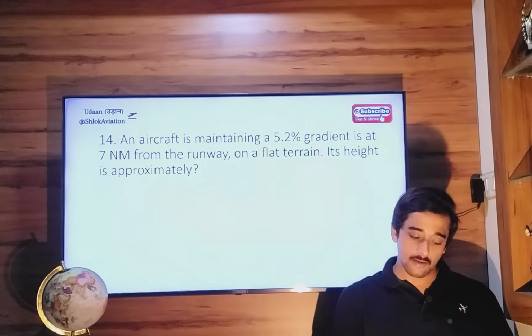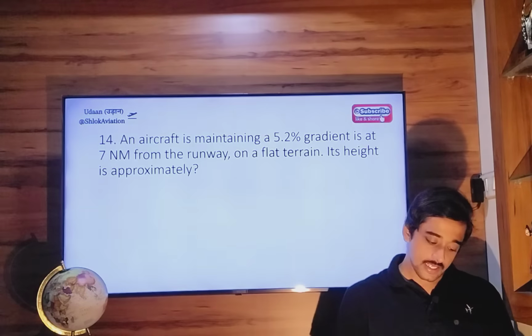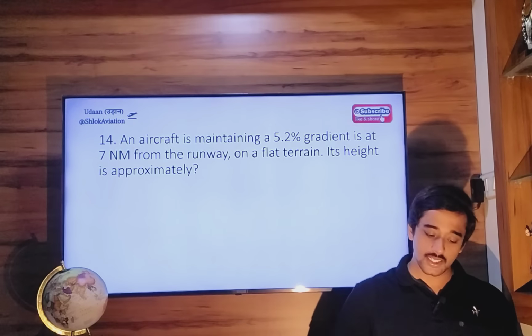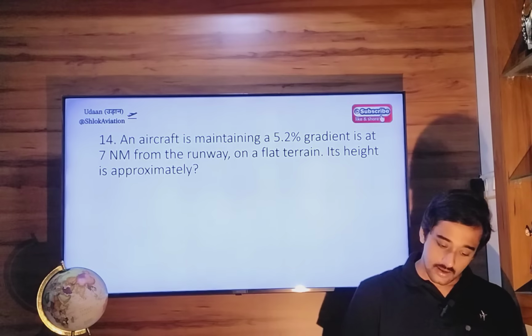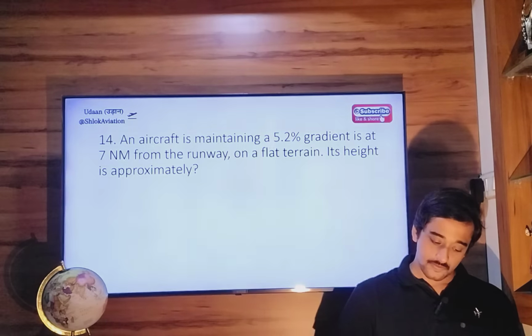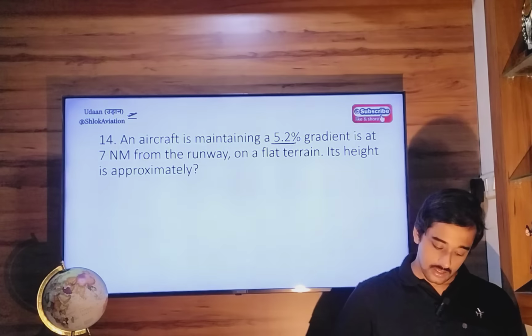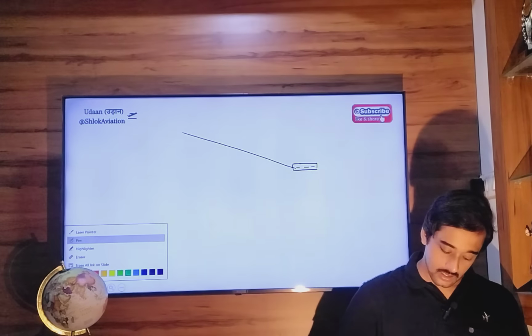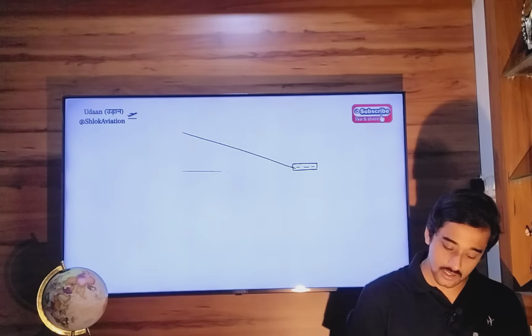Aircraft is maintaining a 5.2% gradient, is at 7 nautical miles from the runway. Flat terrain, its height is approximately what? Okay, so now they have expressed the glide slope in terms of percentage. Let's say this is your runway, this is your glide slope, this is the horizontal distance.